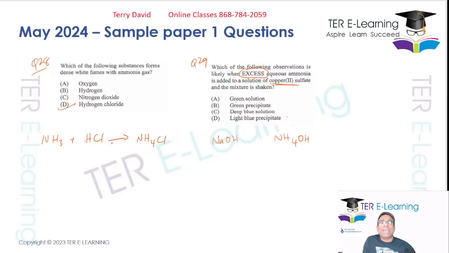When you add excess ammonia to copper 2 ions, what happens is that you get a deep blue solution. You get what we call a complex solution. So the answer is going to be C. It's a deep blue solution. So that's 29.